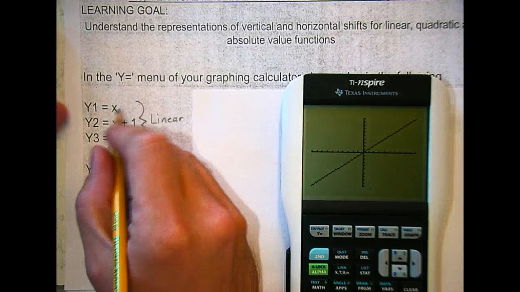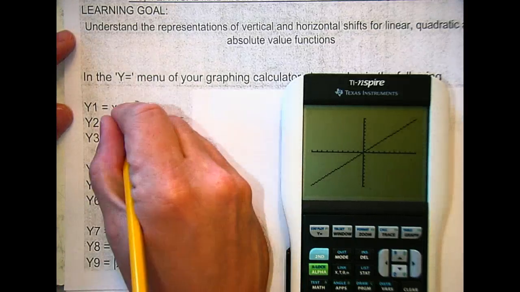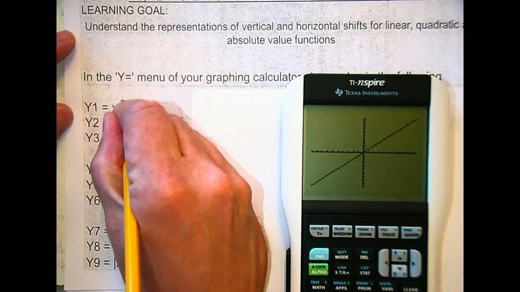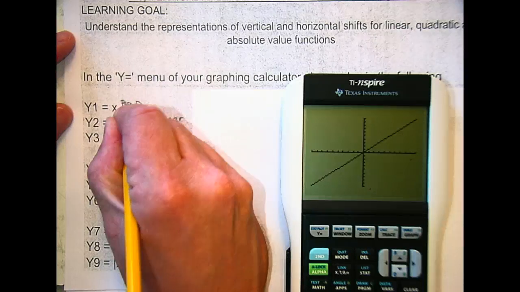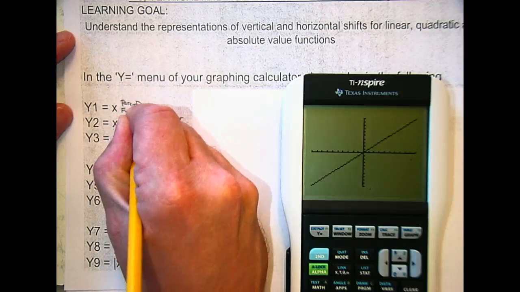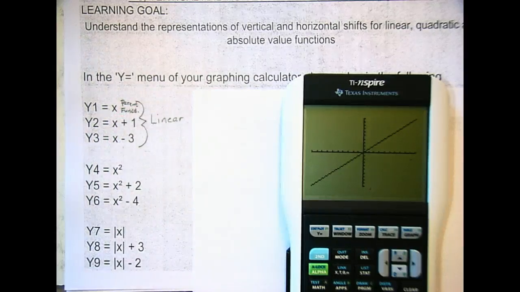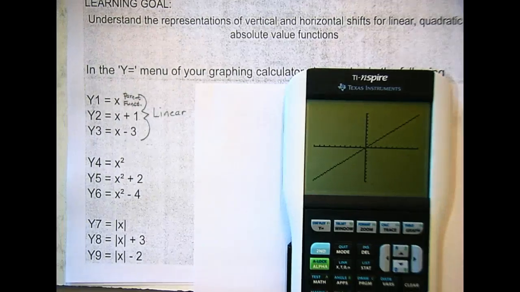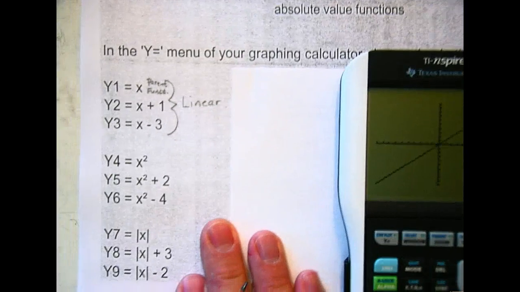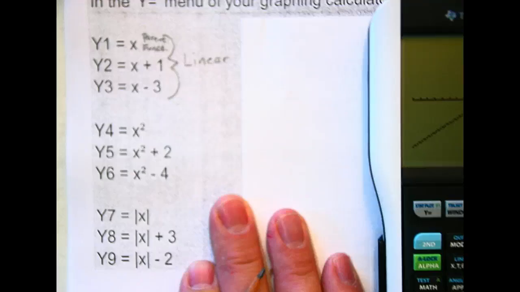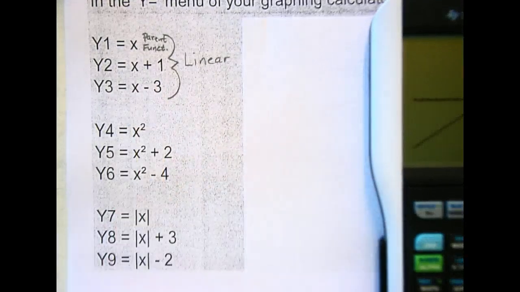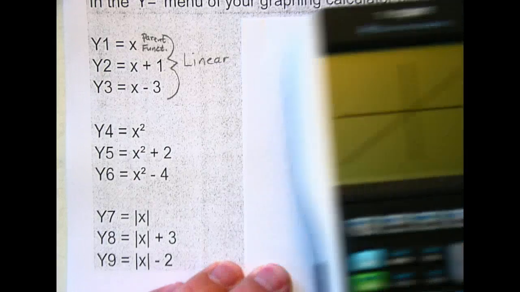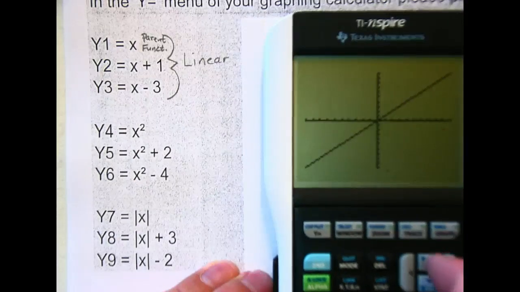This function right here, the first one we graphed, is called the parent function. Okay, it's the parent function. And from that parent function, what we can do is we can go through and get all these other graphs by shifting it in some way. Okay, so for instance, right now I have y equals x on my display.